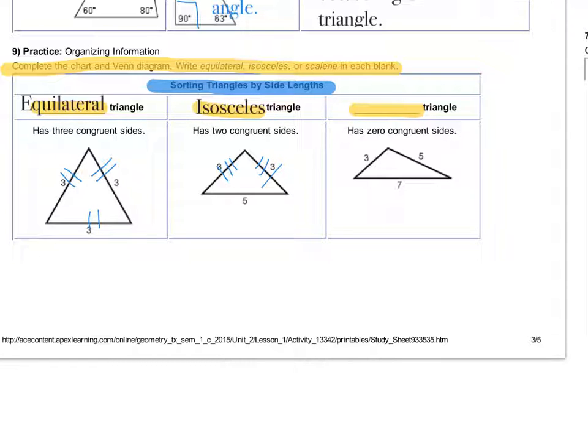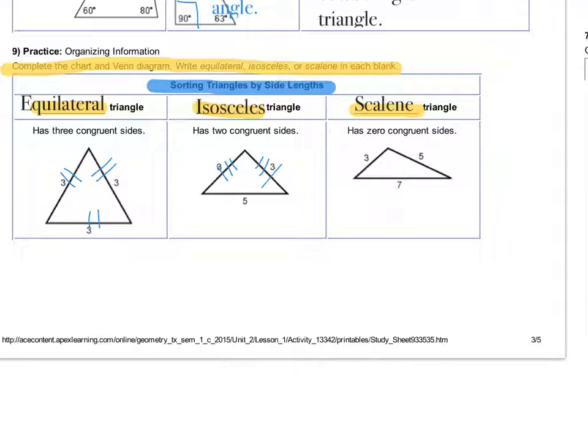Okay, and then our last one is going to be scalene. Scalene triangles have 0 congruent sides, just like here, you've got 3, 5, and 7. So let me do a little bit extra, because this is going to come up when you do your quiz.